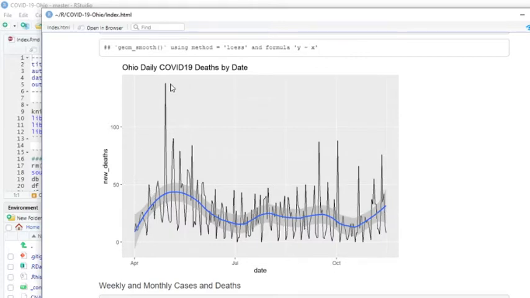It hasn't reached this number here by a long shot. It hasn't reached this number either. It's very close to this though. Okay, so we're still under 50 deaths per day.